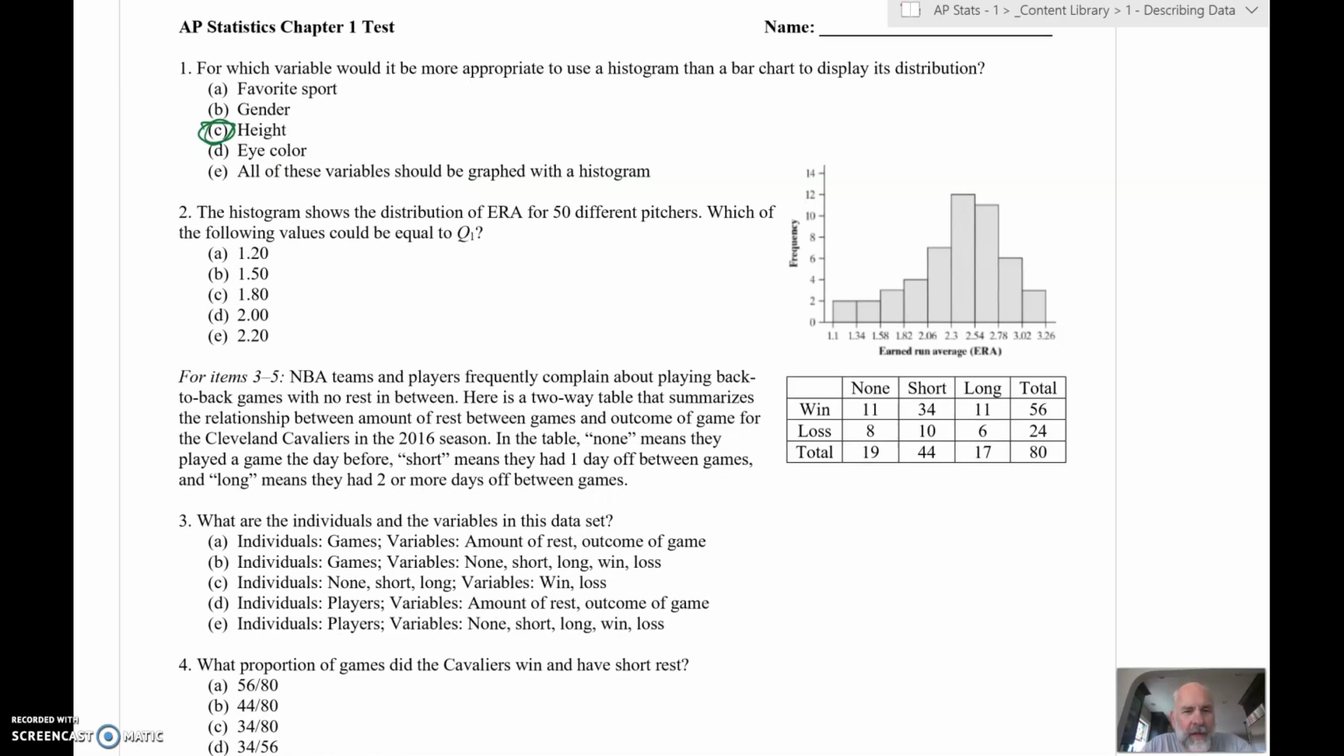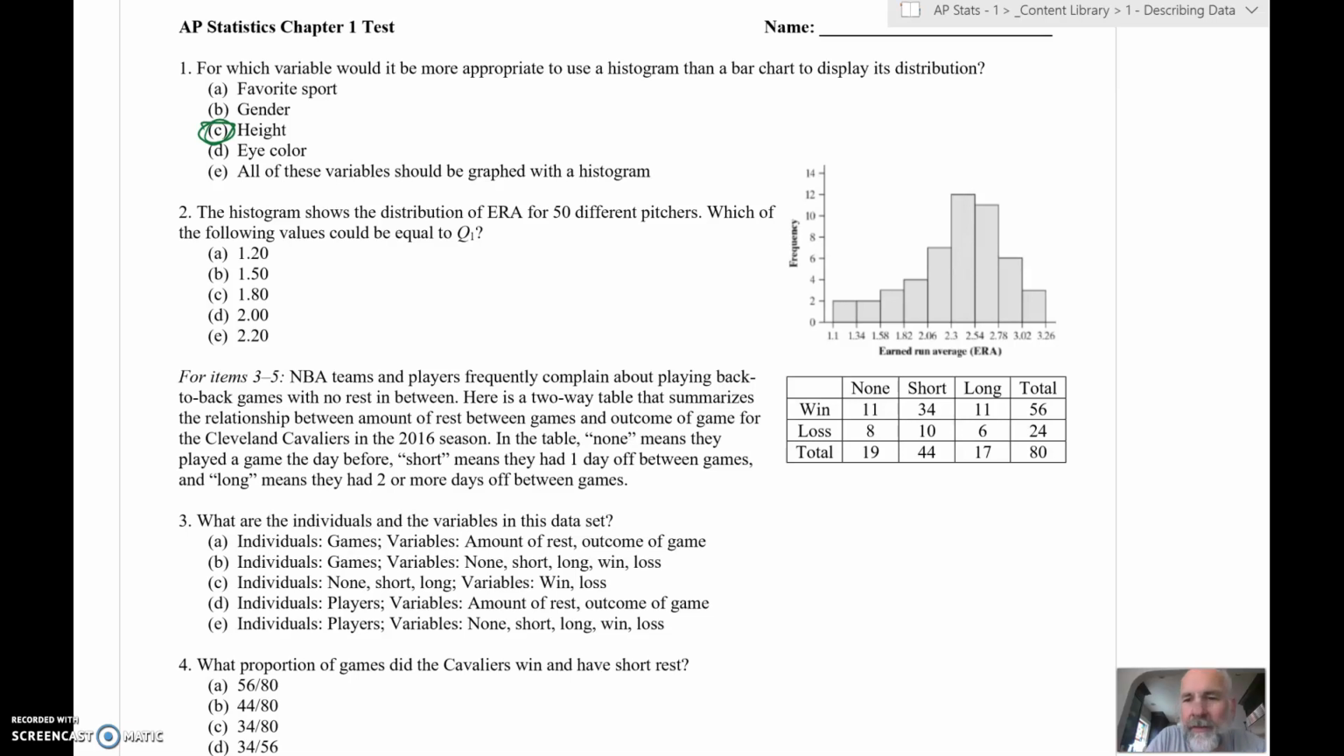The histogram shows which of the following could be Q1. Okay, so let's think about this. So we've got 50 pitchers, and so the median would be you take the 50 pitchers and you divide them up into 25 and 25. Okay, cool. That's the median, the average of those two. I don't need to figure that out. So then the Q1 is the median of the bottom half. So I've got to look at the bottom half and say, what would the median of the bottom half be? So there's 25 pitchers there.